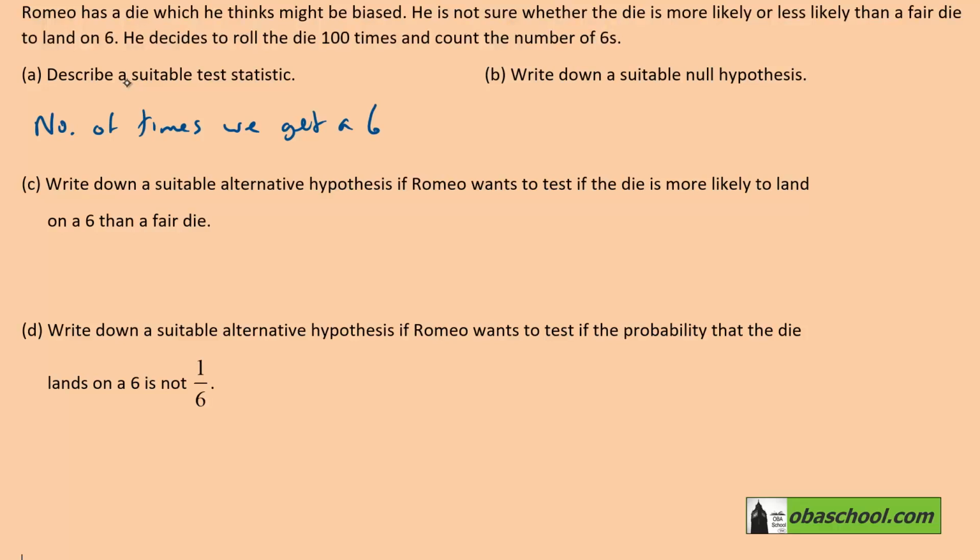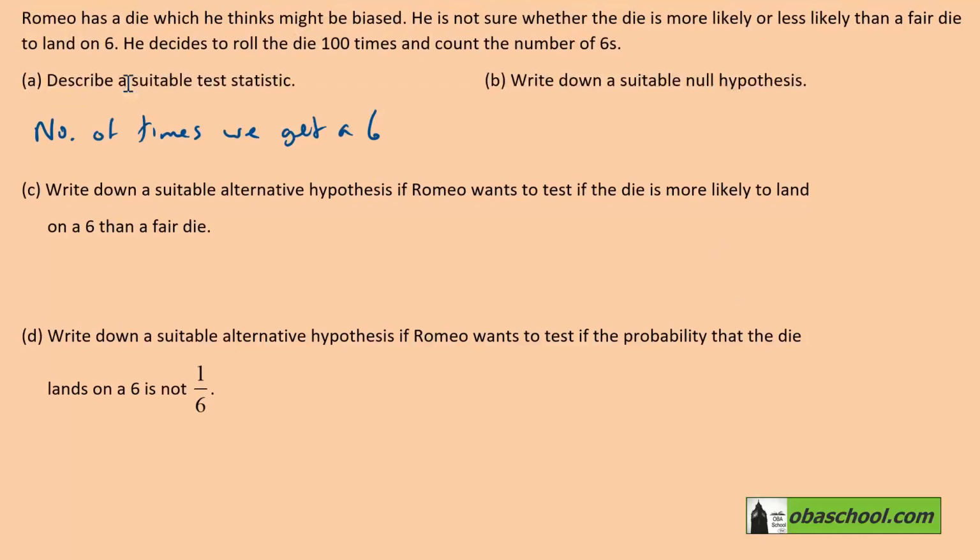Write down a suitable null hypothesis. H0, the null hypothesis, is usually the situation of no change. So we're going to assume, until we have evidence otherwise, that this die is fair. And so the probability is going to be 1/6.